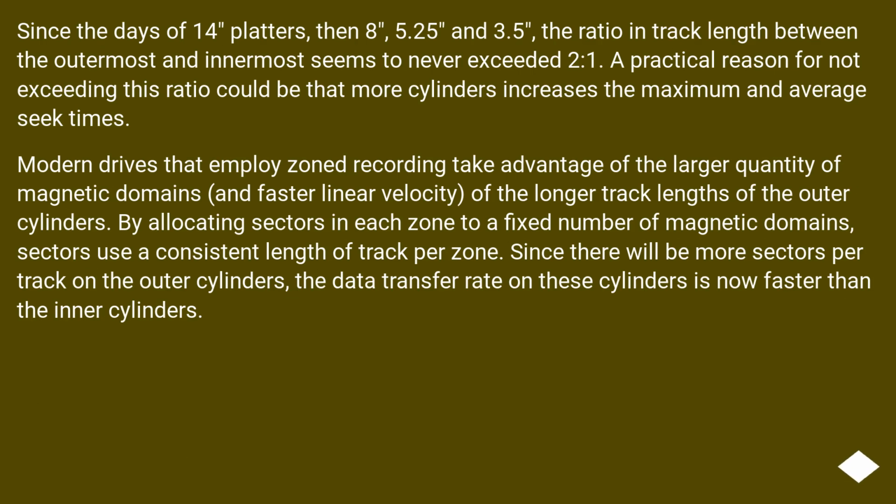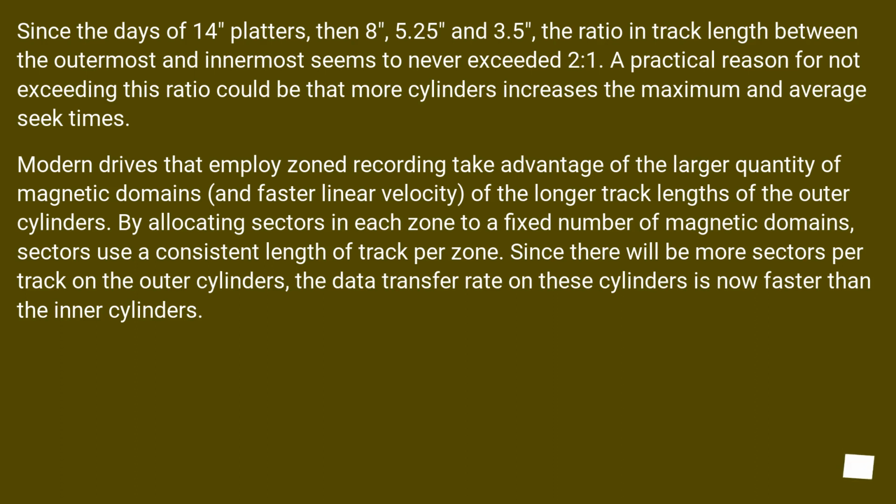Since the days of 14 inch platters, then 8 inch, 5.25 inch and 3.5 inch, the ratio in track length between the outermost and innermost seems to have never exceeded 2:1. A practical reason for not exceeding this ratio could be that more cylinders increases the maximum and average seek times. Modern drives that employ zoned recording take advantage of the larger quantity of magnetic domains, and faster linear velocity, of the longer track lengths of the outer cylinders.